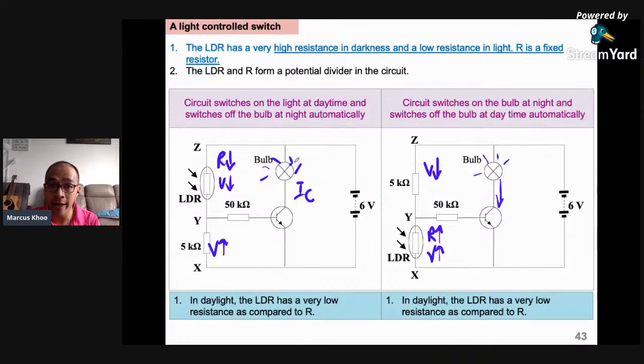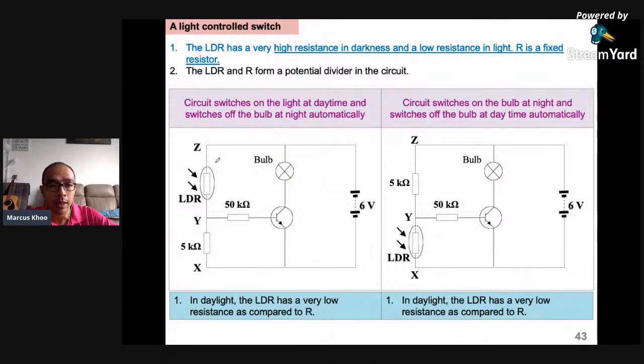Okay. Now, how about at night time? Night time, resistance over here is high. Sebab this syarat very important. High resistance in darkness. Resistance over here is high. Voltage over here is higher than this. So over here, because the voltage is so low, transistor will be off. Transistor off means no collector current. So the light bulb remains dark. The light bulb just won't switch on. Okay, the light bulb will be switched off at night.